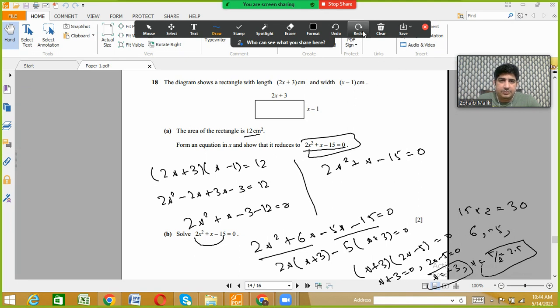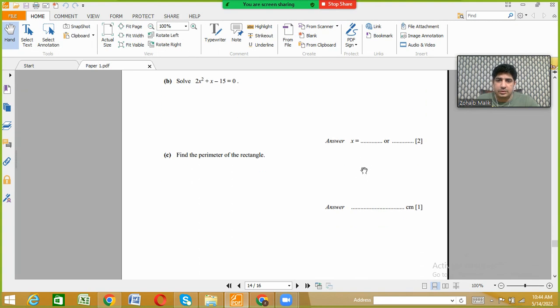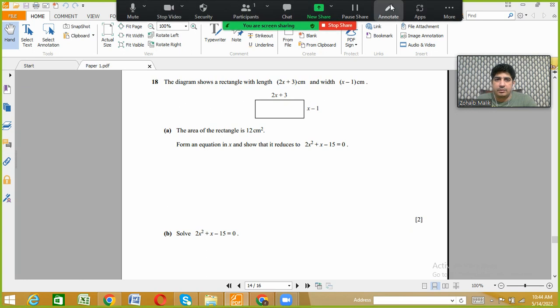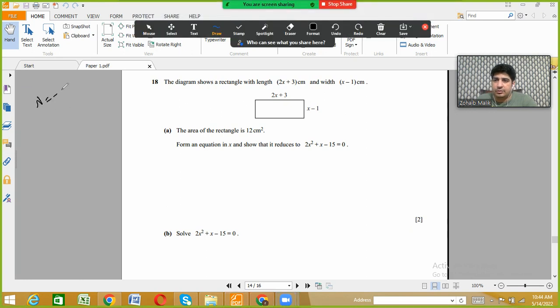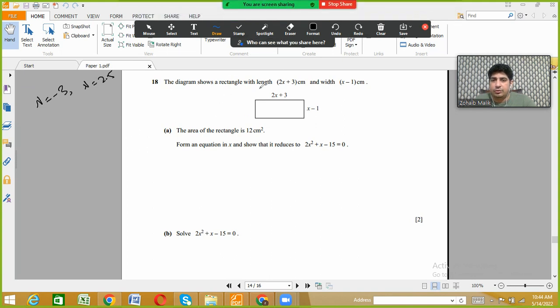X value is negative 3 and 2.5. So they are asking to find the perimeter of the rectangle. For the perimeter, we are required to use the x values because we found these two values, x is equal to negative 3 and x is equal to 2.5. We know the perimeter of the rectangle is 2 times length plus 2 times breadth.